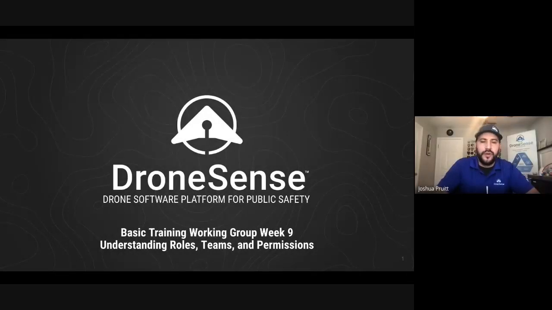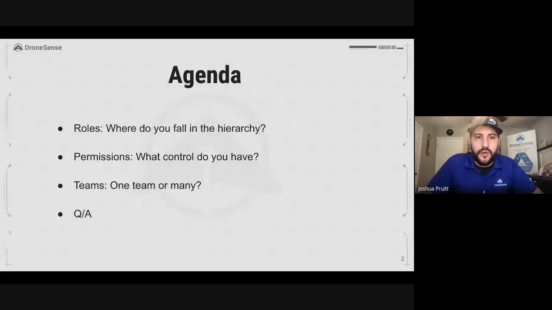Again, remember, we are focusing today on understanding roles, teams, and permissions. So again, we will be starting with roles and where you fall in the hierarchy. We'll move into permissions to see what control you have. And then we'll get into the teams and try to decide for your agency, do you just need one team or do many teams make sense, and how that functionality works.